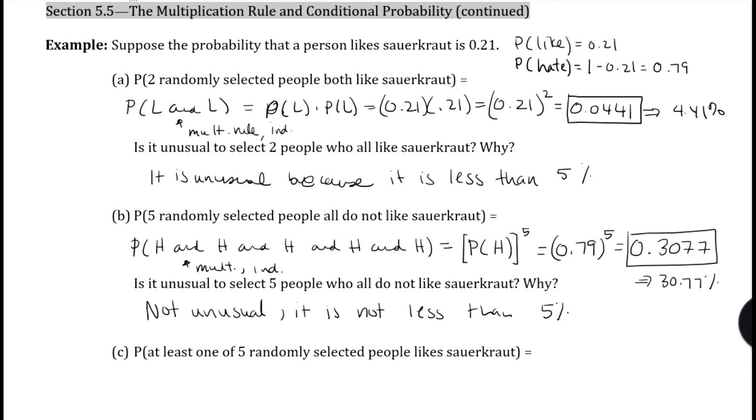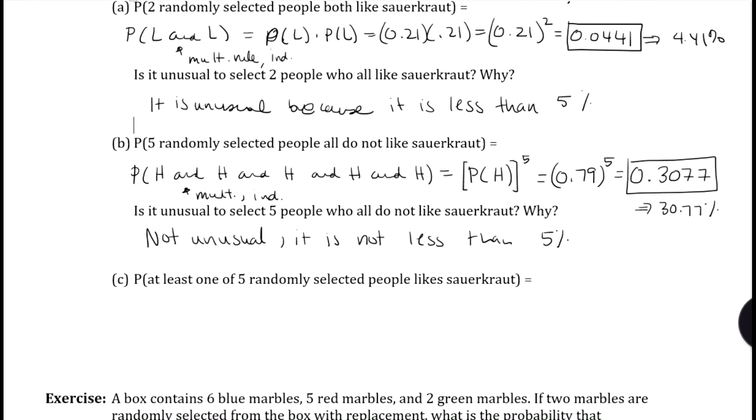Now we have the question that we want to find the probability that at least one of the 5 randomly selected people like sauerkraut. Okay, so if we asked 5 people, we could have 0 people who like sauerkraut. We could have 1 who likes sauerkraut. We could have 2 out of the 5, 3 out of the 5, 4 out of 5, and we could have 5 out of 5 that like sauerkraut. All of these have at least 1 who likes sauerkraut.